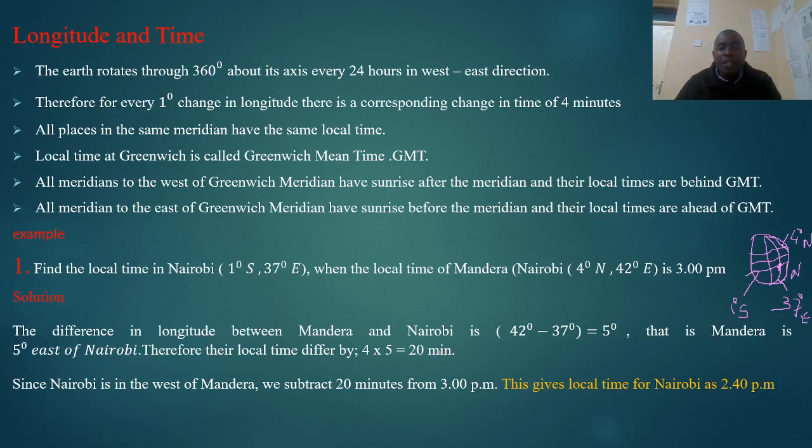So that means Nairobi is 20 minutes behind Mandera because it's to the west of Mandera. I said always to the west you subtract and to the east you add. So it will be 3 p.m. minus 20 minutes, which gives you 2:40 p.m. So Nairobi is 2:40 p.m. while Mandera is 3 p.m. So that is how we calculate time in places.